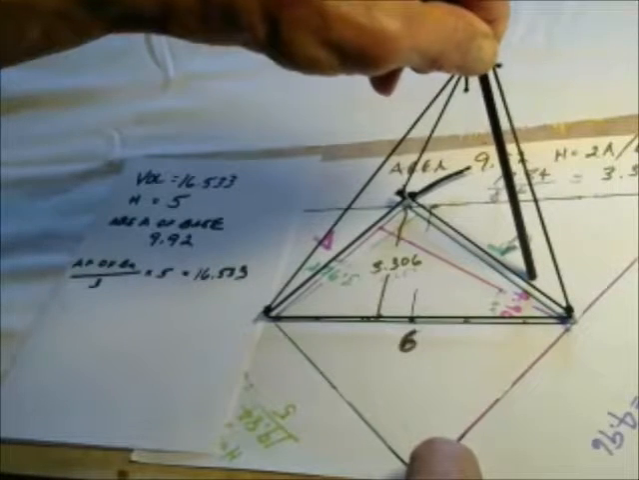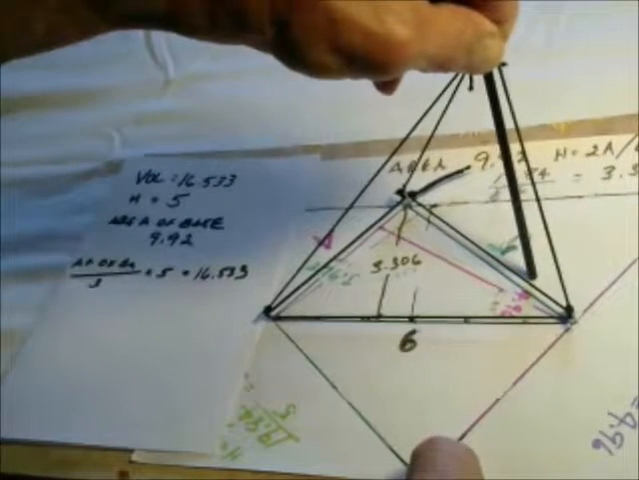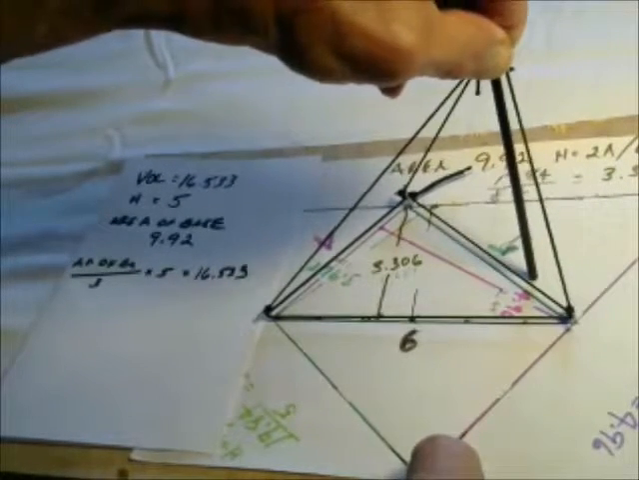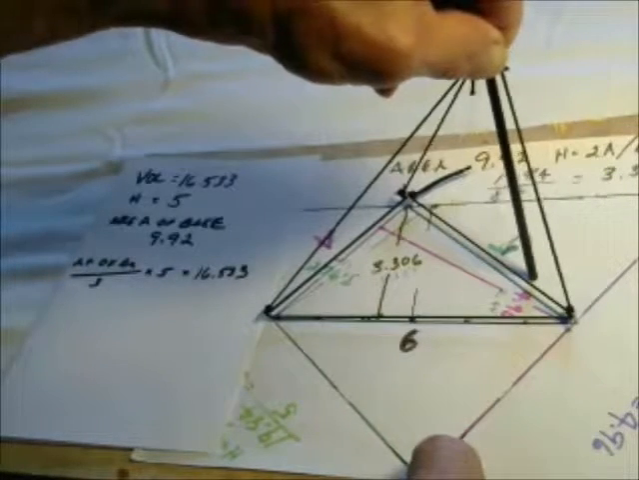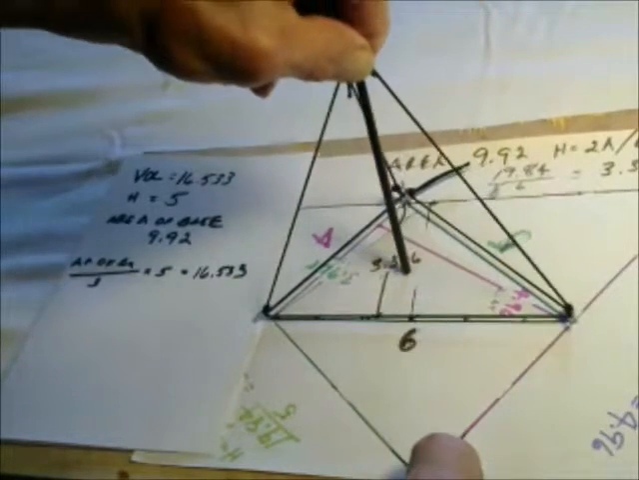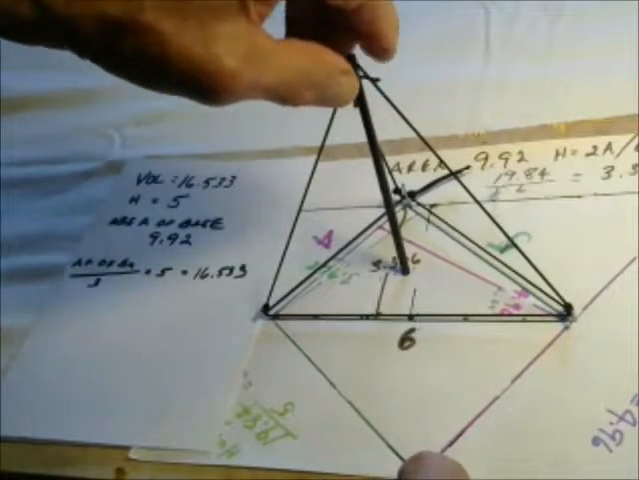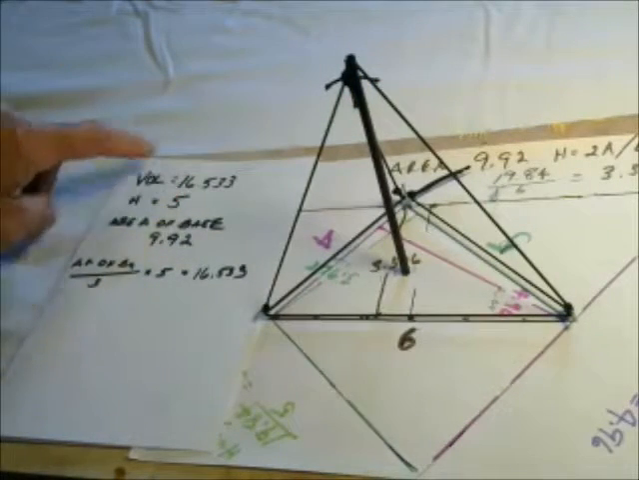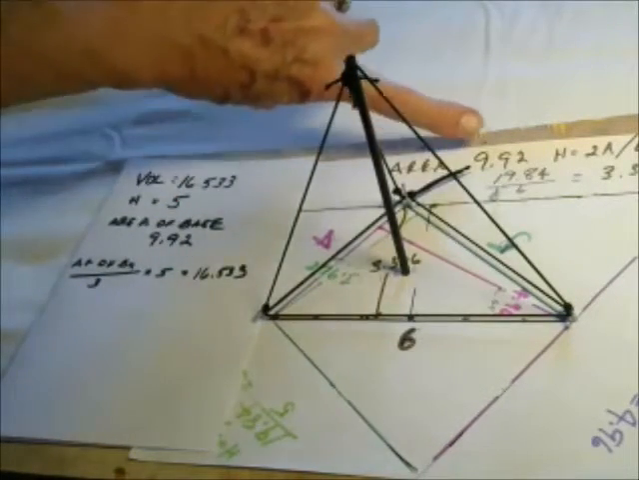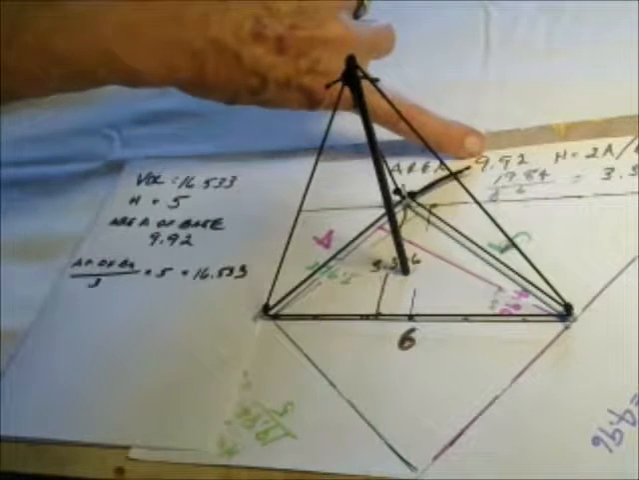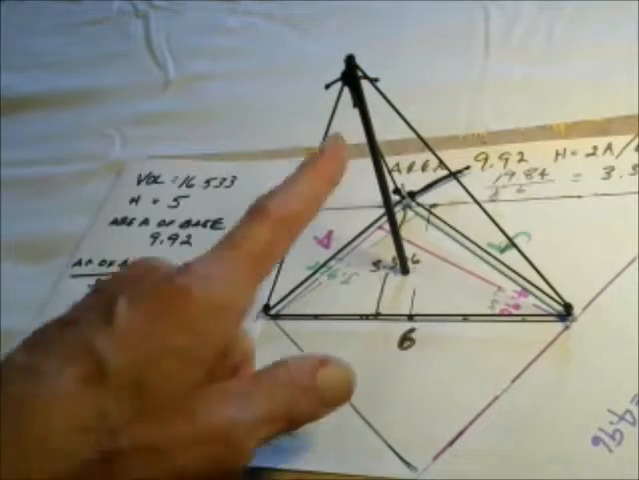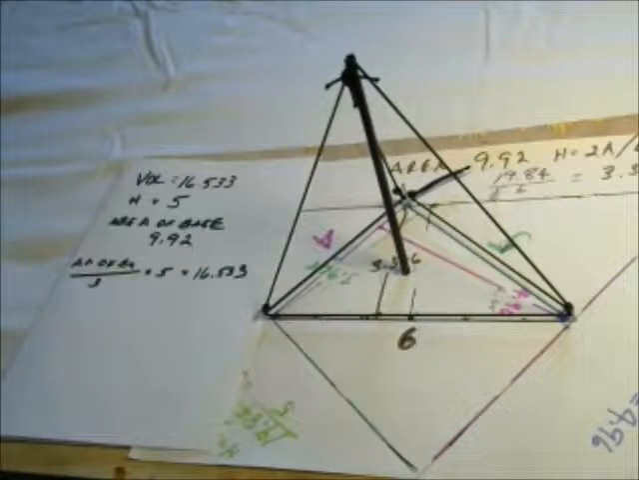Now, interestingly enough, if we kept this height the same and continued out, we have a limit of our elasticity here, but theoretically, if we had enough elasticity, we could go parallel to this base all the way to the moon, and we'd still have the same volume of 16.533, which is 1/3 of 992 times the height, which is 5 in this case.